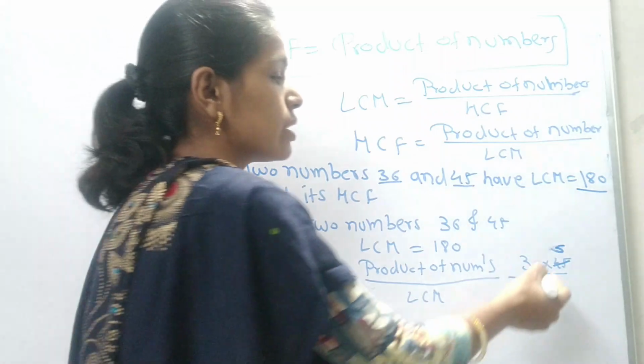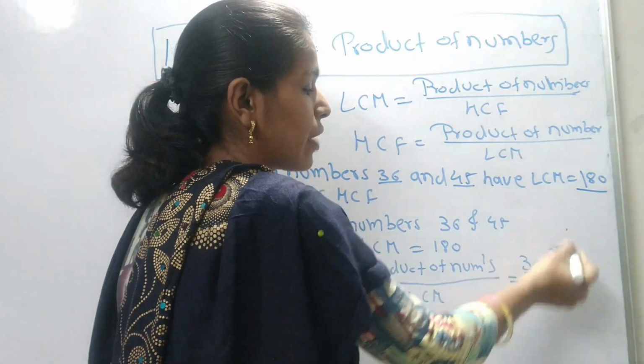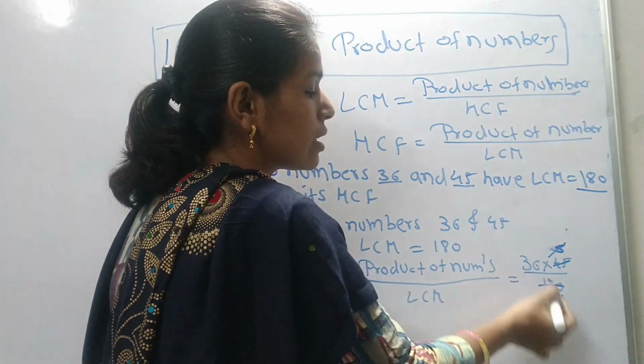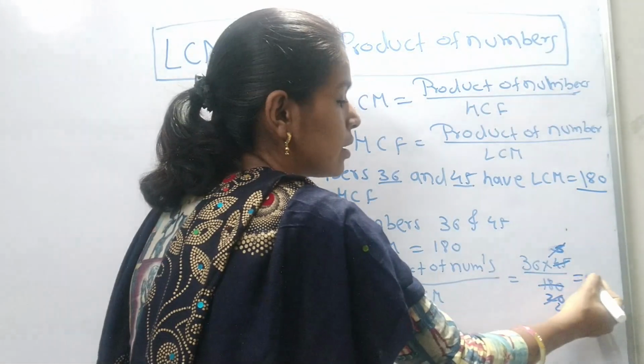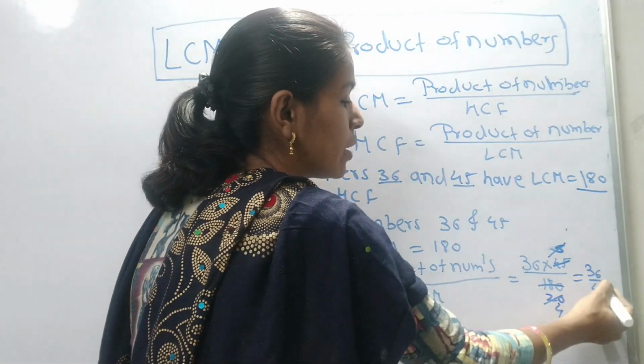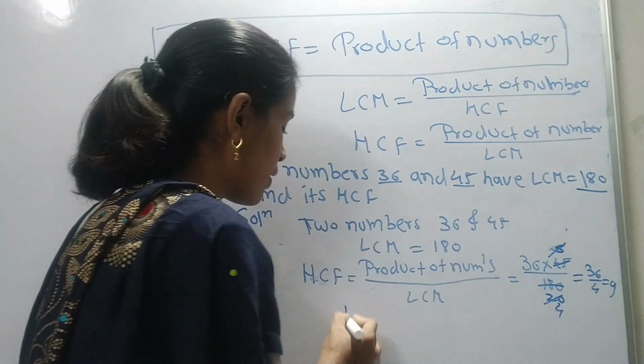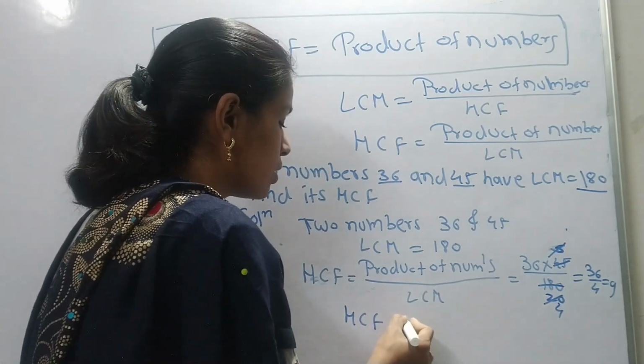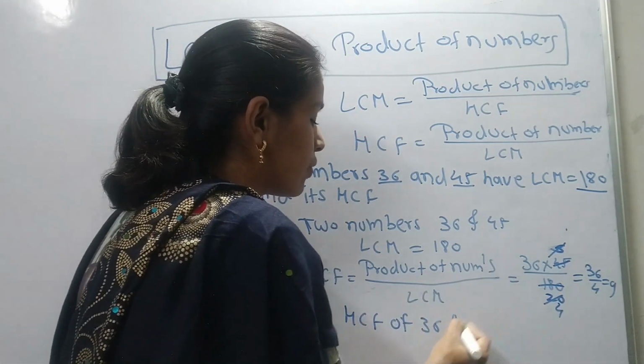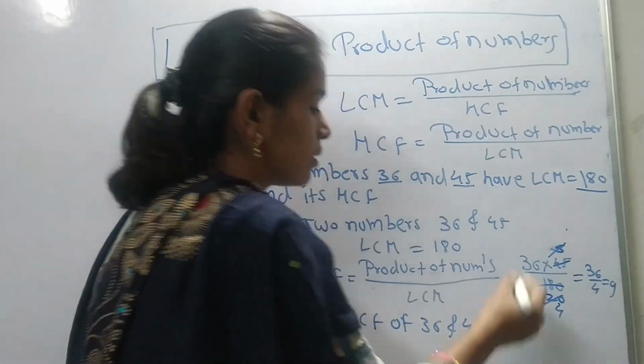So here this is again divisible by 5. 5 1s are 5. 5 4s are 20. And this 36 is divisible by 4. 36 is divisible by 4. You will get the answer 9. So HCF of 36 and 45 is equal to 9.